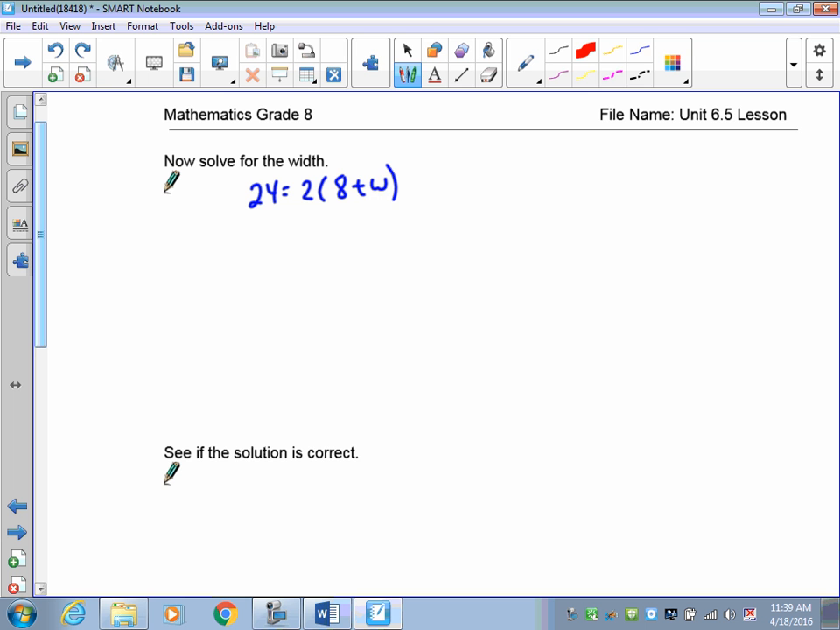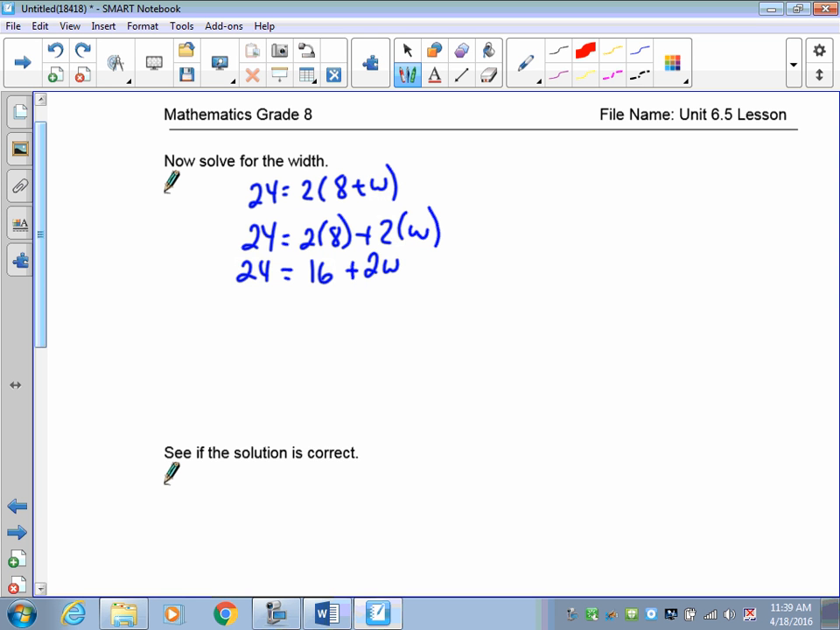All right, so the first thing we need to do is use our distributive law: 2 times 8 plus 2 times W. 24 does not go anywhere, so that leaves us with 24. 2 times 8 is 16, plus 2 times W is simply 2W. So now we've got our two-step equation.